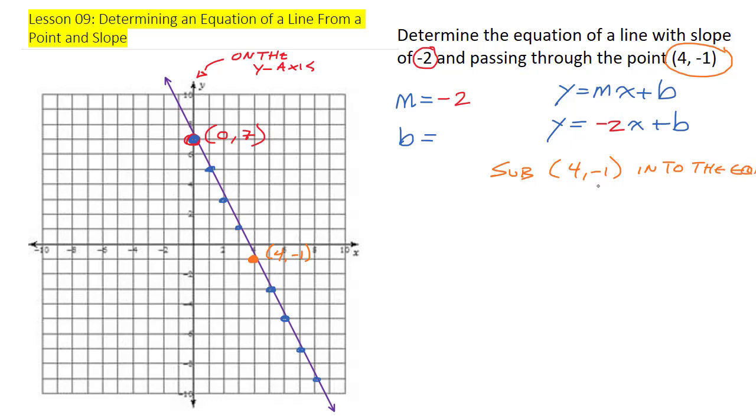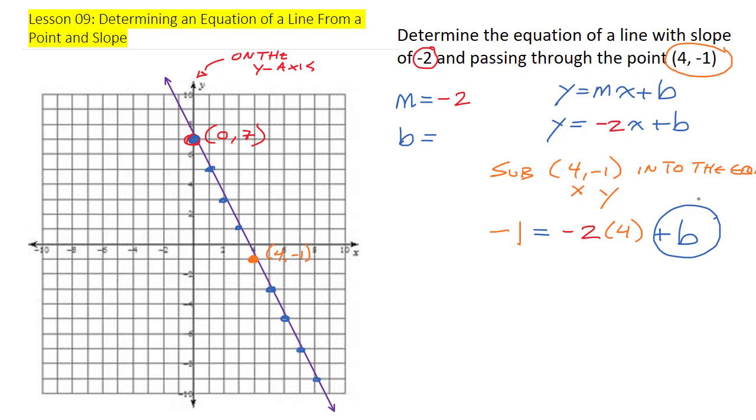So x would be 4, the y coordinate would be -1. We have to make sure we get things in the right place, because it's an ordered pair. The x coordinate's always first, the y coordinate's always second. So in this equation, I'm going to replace y with -1. We still have our slope of -2. We're going to replace x with 4, plus b, and we still don't know what b is. But notice once we've subbed in the slope and the point, there's only one term left to solve for, the variable b.